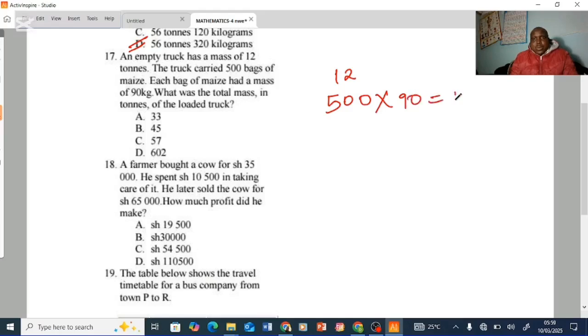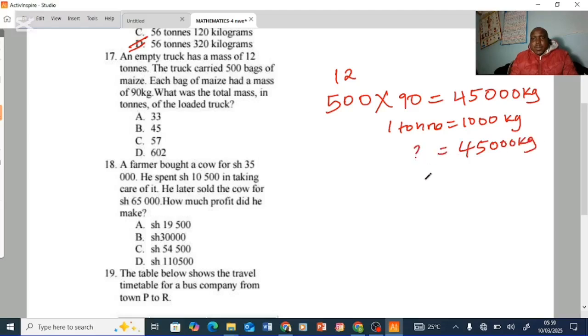So this one will give us 45,000 kilograms. Now you can change this one into tons. Remember, 1 ton is equal to 1,000 kilograms. So we will have 45 tons. So we will have 45 tons plus 12, that of the vehicle, or the truck, we will have 57. So the total will be 57 tons.